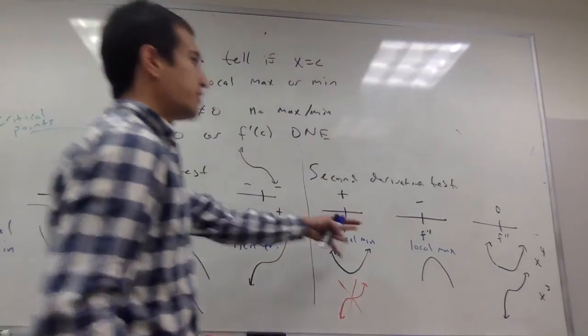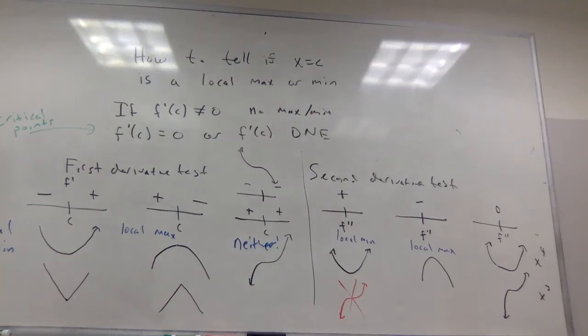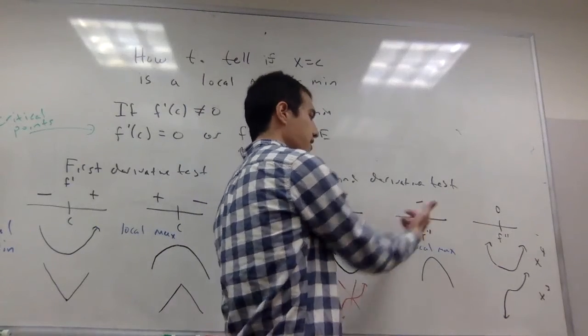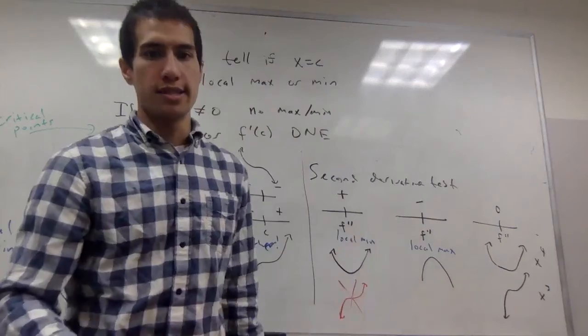If the second derivative test fails, you'll have to move back to the first derivative test. But if you know the sign, if the sign is either positive or negative at this point, then you can use the second derivative test.